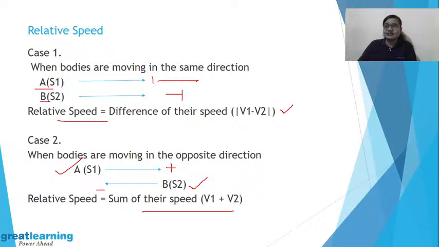Are you clear with relative speed? So whenever two objects are in motion, if they are moving in the same direction, it is the difference of speeds, and if they are moving in the opposite direction, it is the addition of speeds. Are you clear with this, guys?